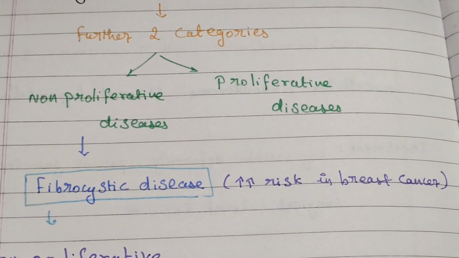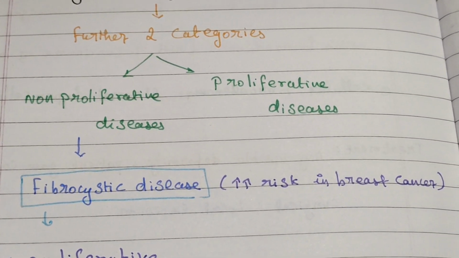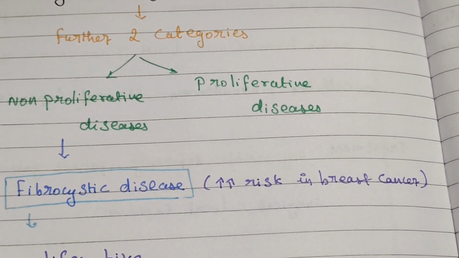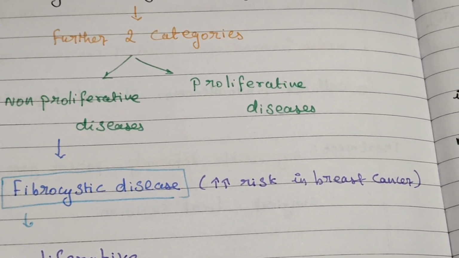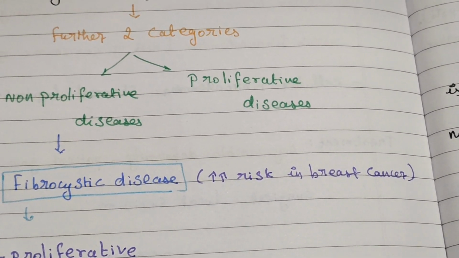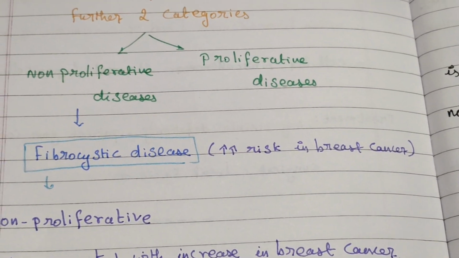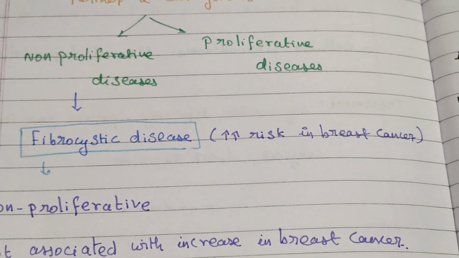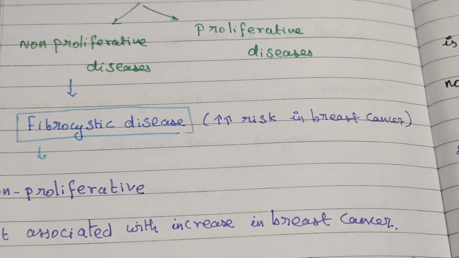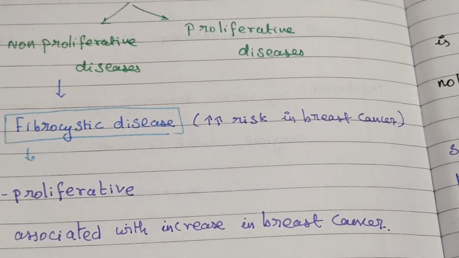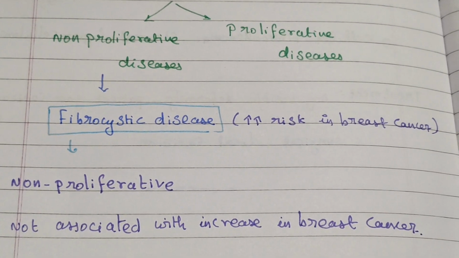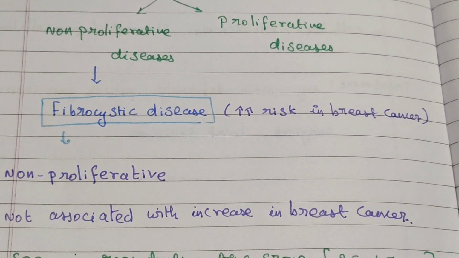non-proliferative disease. This is the non-proliferative category of benign breast disease. Why is it important to classify this way? Because certain categories pose a risk of increased breast cancer. Fibrocystic disease is non-proliferative, and it is not associated with any increase in breast carcinoma.